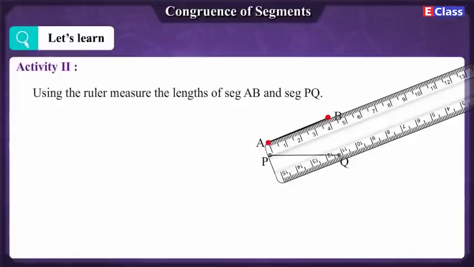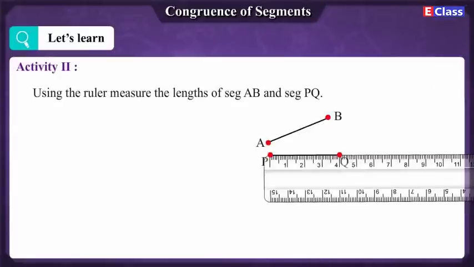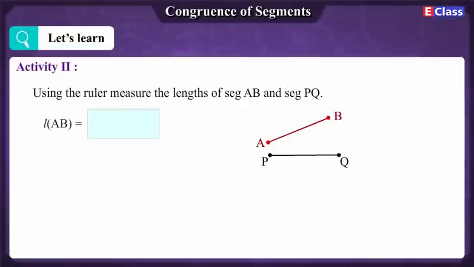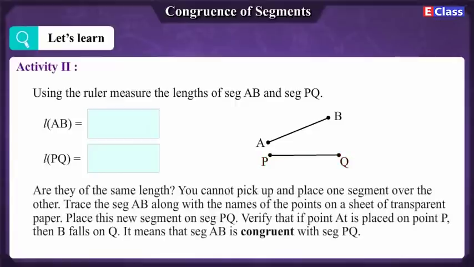Activity 2. Using the ruler, measure the lengths of segment AB and segment PQ. Length of AB is equal to, length of PQ is equal to. Are they of the same length? You cannot pick up and place one segment over the other. Trace the segment AB along with the names of the points on a sheet of transparent paper. Place this new segment on segment PQ. Verify that if point A is placed on point P, then B falls on Q.